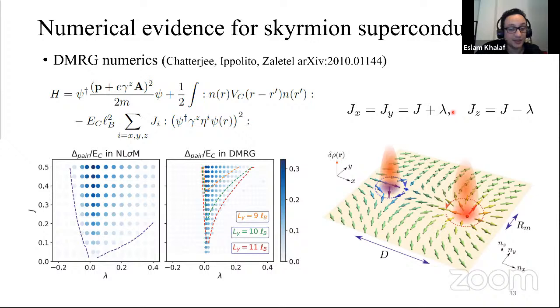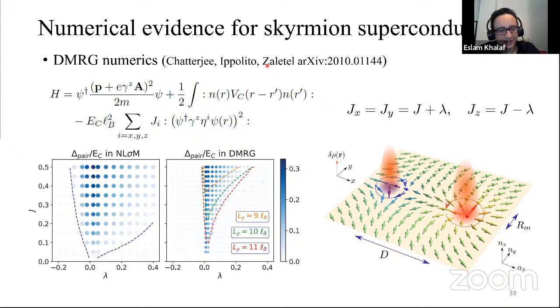But the third thing they noticed is that the phase boundary at which you lose superconductivity roughly coincides with the phase boundary at which you lose the pairing of skyrmions in the sigma model, which tells you that this superconductivity is really due to skyrmion pairing. So that's one very nice independent verification of this mechanism.